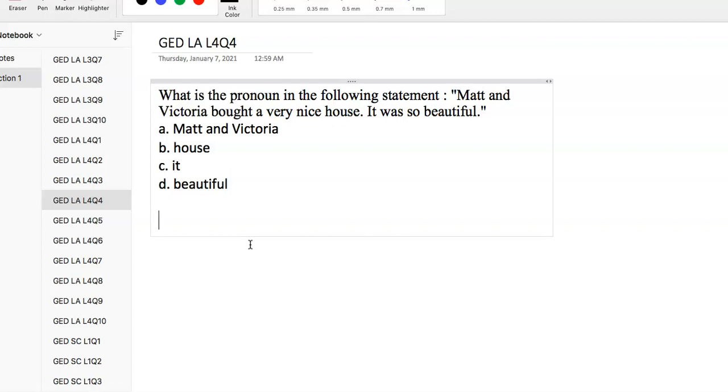Okay, so when we look at Matt and Victoria, those are nouns. Okay, house, noun. It, so when we look at the word it, is it talking about Matt and Victoria bought a very nice house? So it is talking about that house, right? So it is replacing house, right? And so we just have pronouns so that we don't have to say very nice house five different times in the paragraph, right? So it is talking about the house, and therefore it is the pronoun. Beautiful is not a pronoun.